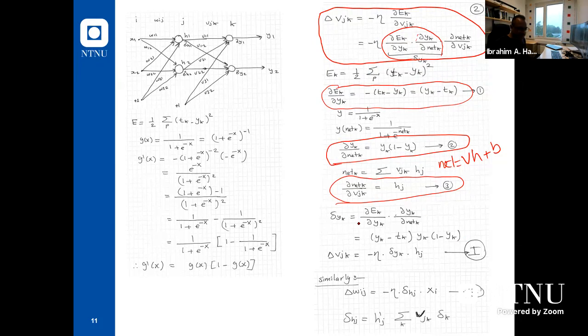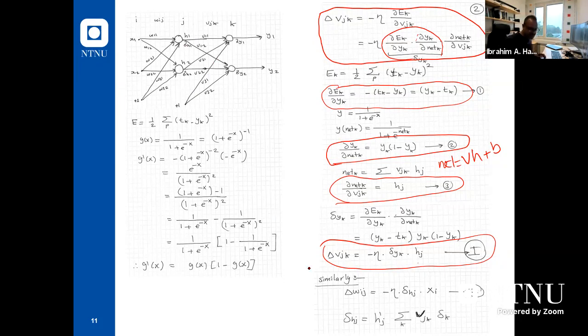So now we have delta Y. If you have delta Y, we can write this equation now. Now it's much easier. Delta V equals minus eta multiplied by this delta value multiplied by H. Now we have the equation for adjusting the weights of the output layer, right? In this example, in fact, I included the bias with the weight.